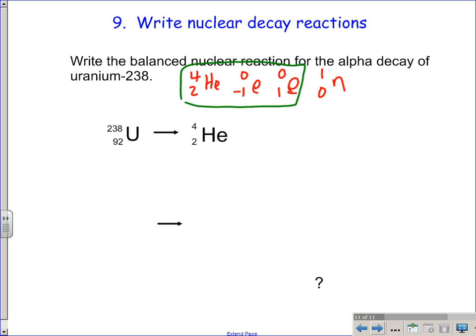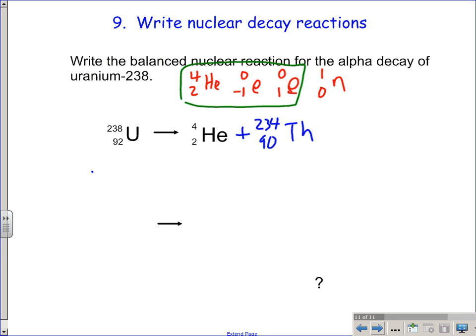So the key idea here is what's on top, mass number, has to equal on both sides. So on top, I've got to have a 234 because 4 plus what equals 238? And on the bottom, 2 plus what equals 92? That's got to be 90. And then next, check your periodic table. Because remember, the periodic table is going to show you what atomic number is what. You don't need to memorize them. You just need to look them up. And if you look up in the periodic table, number 90 is Th. So that would be the answer to the first one.